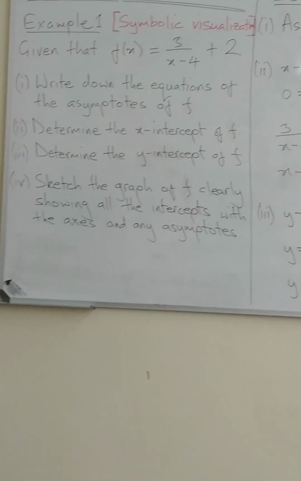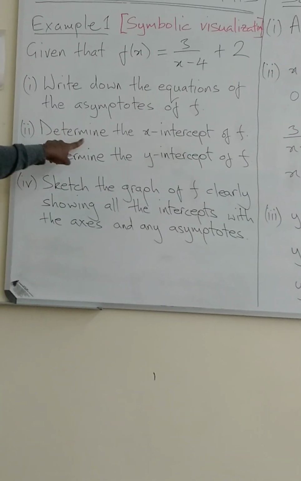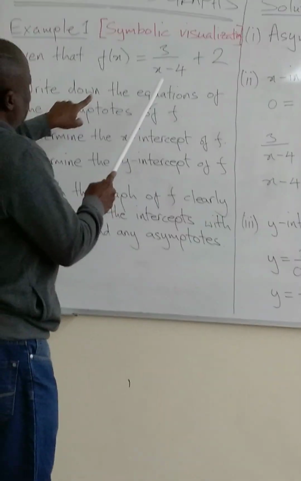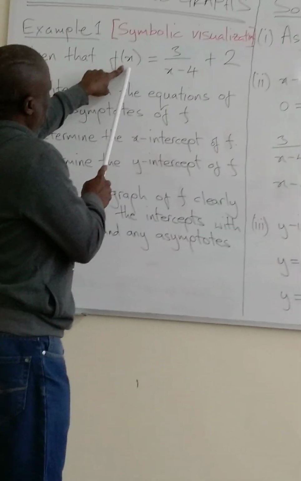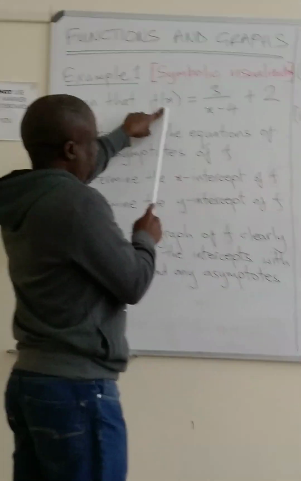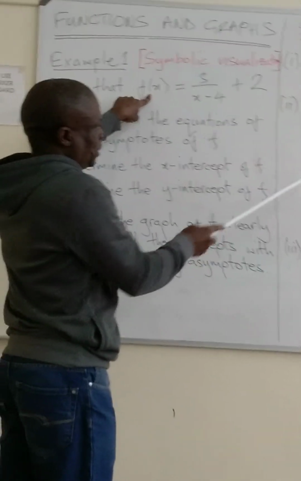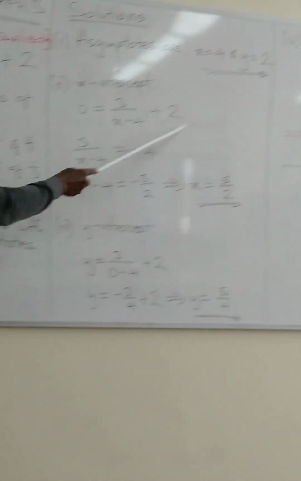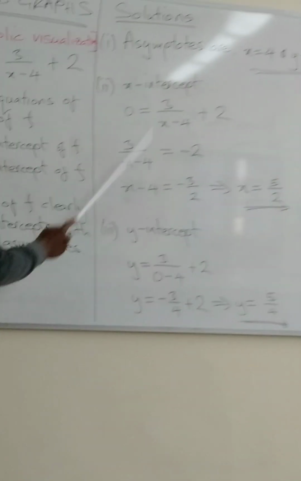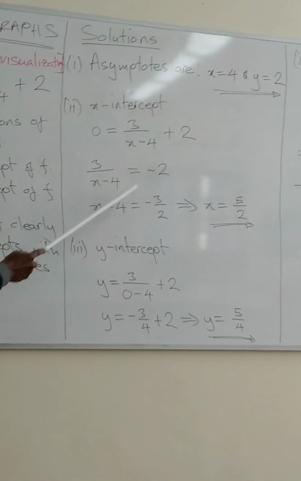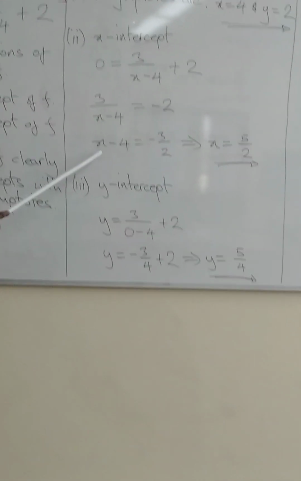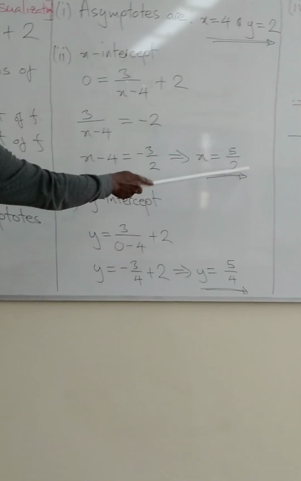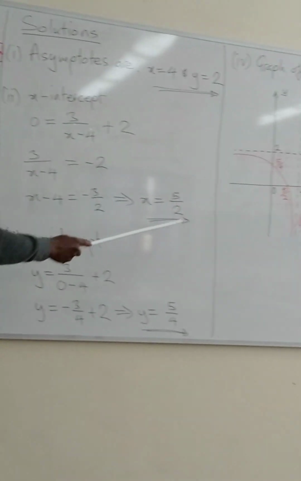Then part 2, determine the x-intercept of f. Here for the x-intercept, we put f equal to 0 in the equation and solve for x, so that our equation becomes 0 is equal to 3 over x minus 4 plus 2. And then we take this plus 2 to the other side, you get 3 over x minus 4 is equal to negative 2, which simplifies to x minus 4 is equal to minus 3 over 2, giving you x is equal to 5 over 2, which is our x-intercept.